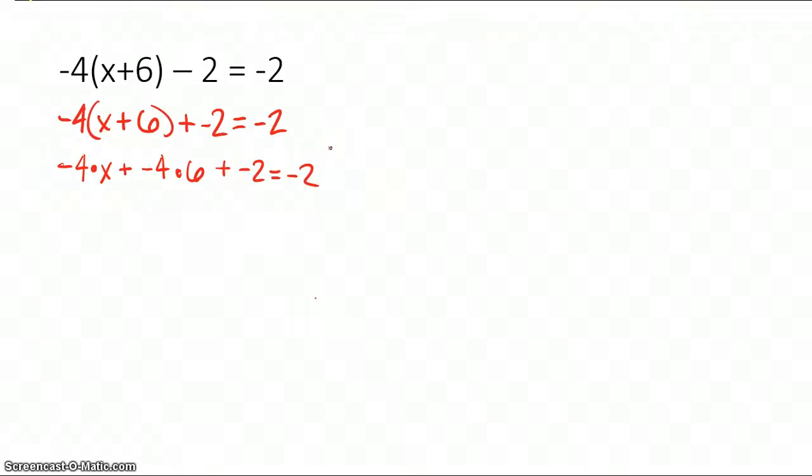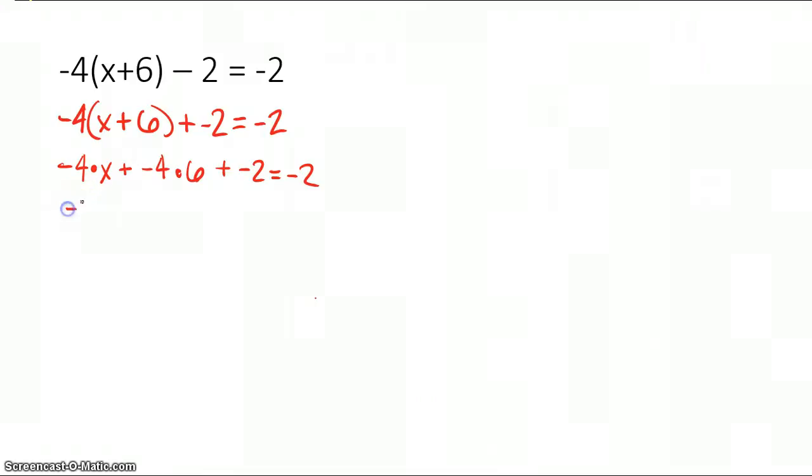And then you're now going to solve the multiplication, because multiplication comes first in PEMDAS, or parentheses, PEMDAS.